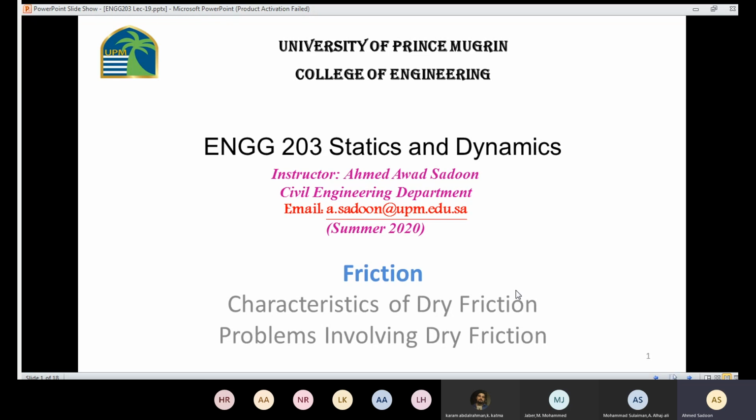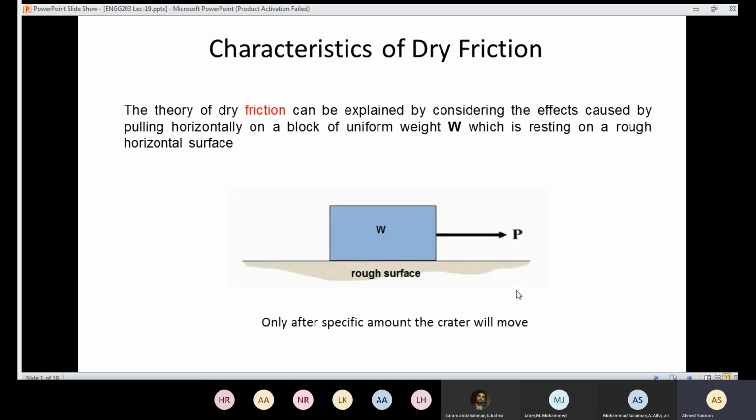So in order to understand the concept of dry friction, we need to understand the movement of a box on a rough surface. So here we have a box with a weight W. Of course, the weight is going to be applied at the center of gravity of that box. Here we have a force P pulling the box, and here we have a rough surface.